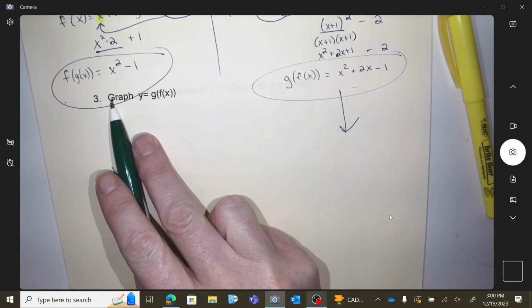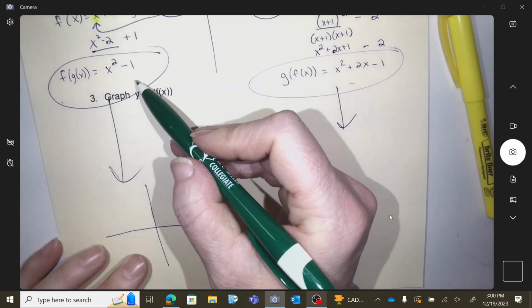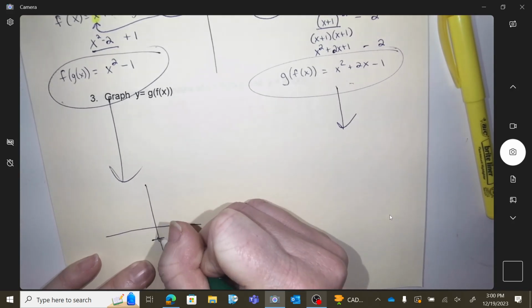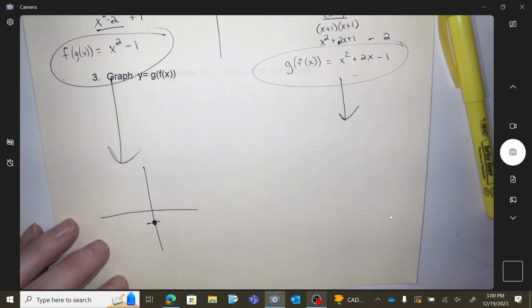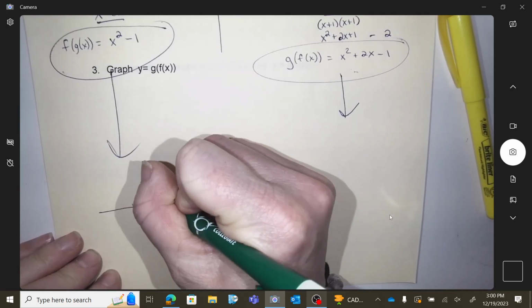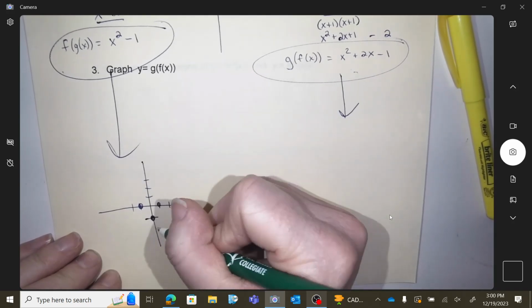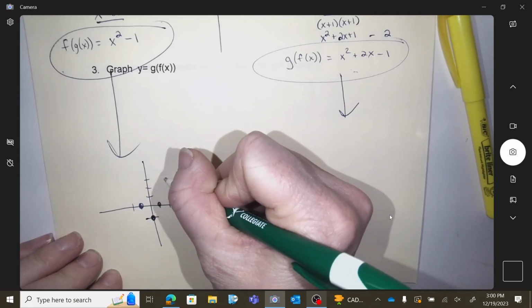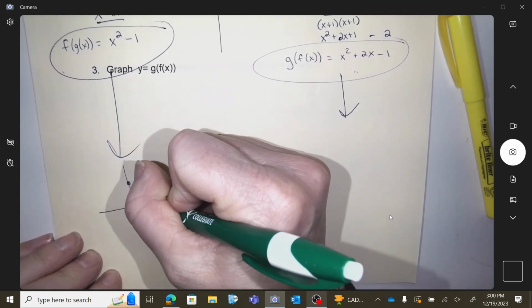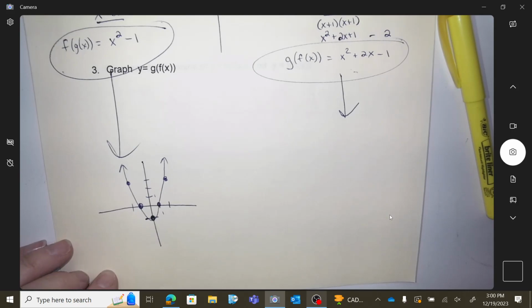X squared, got to know the shape, patterns. What else do we know here? There's a minus 1 after. So y-intercept is negative 1. And what kind of thing are you doing as a pattern? 1, 1, 2, 4, 3, 9, but that's good. Remember, on your test, I would expect some kind of tick marks or whatever.